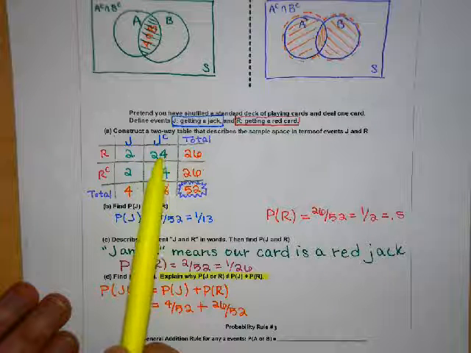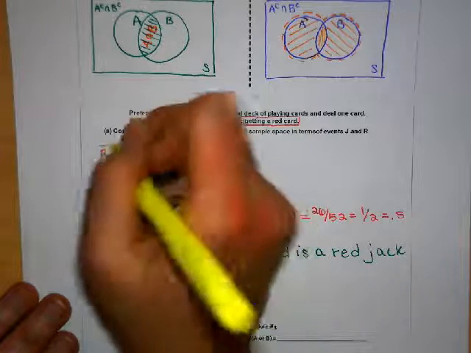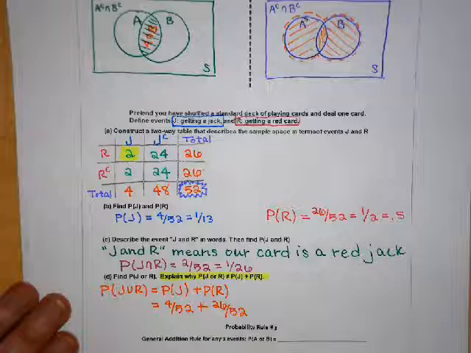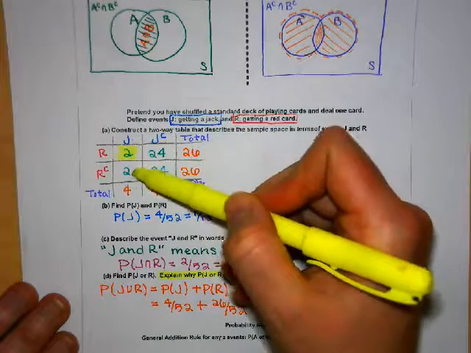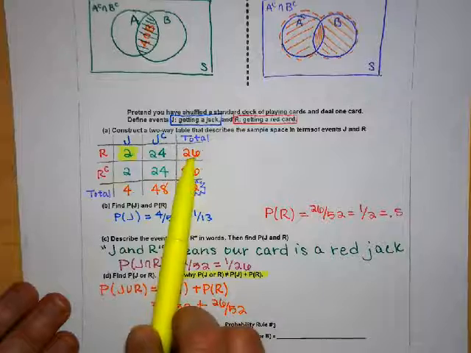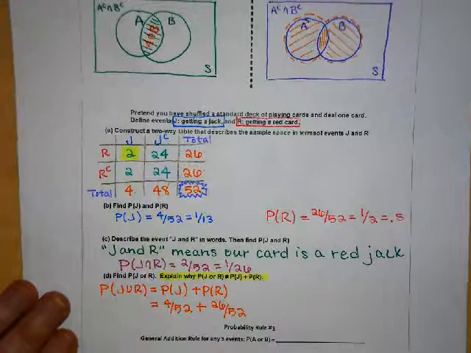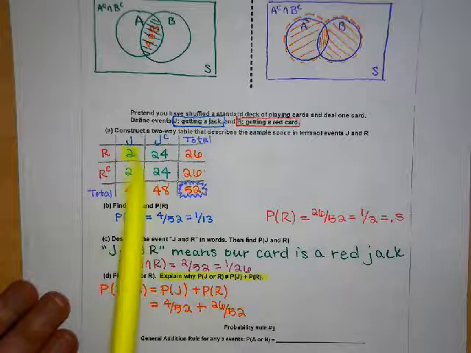Notice that this cell shows up twice. I counted it in this 4, 2 plus 2 is 4, and I counted it in this 26, 2 plus 24 is 26. So I ended up counting my red jacks twice because I counted them in the number of jacks and I counted them in the number of red cards.